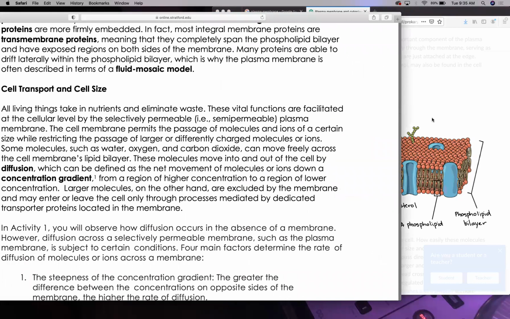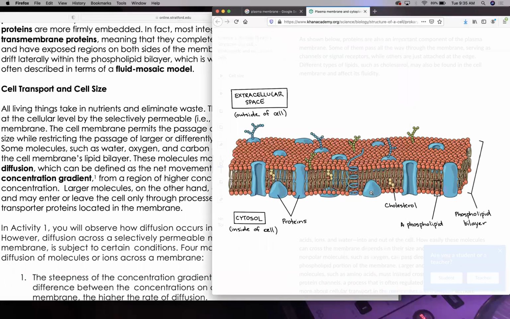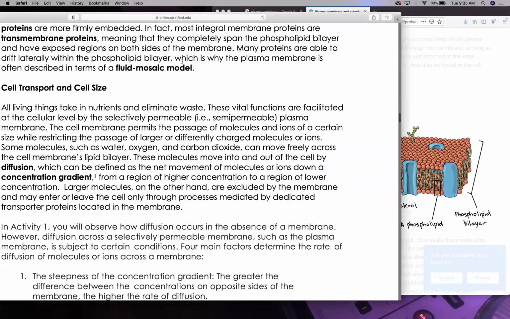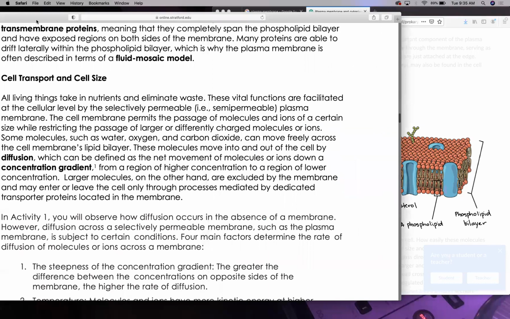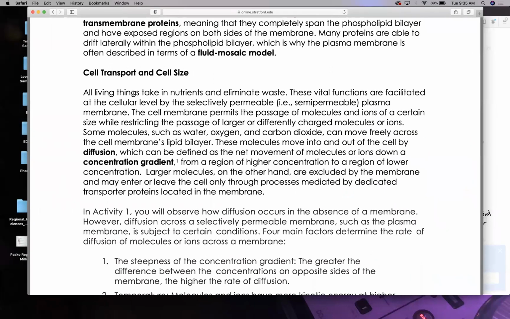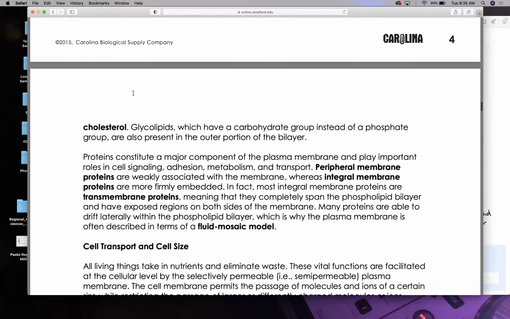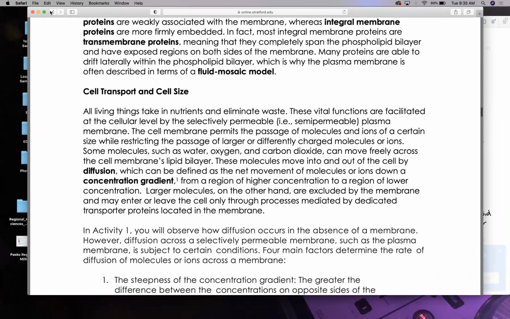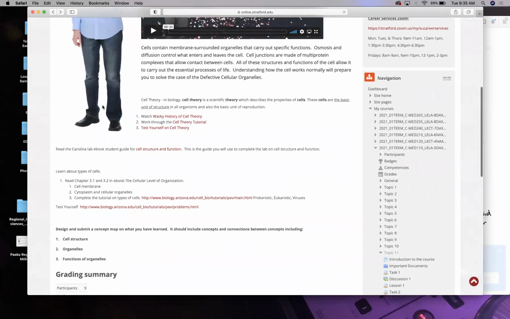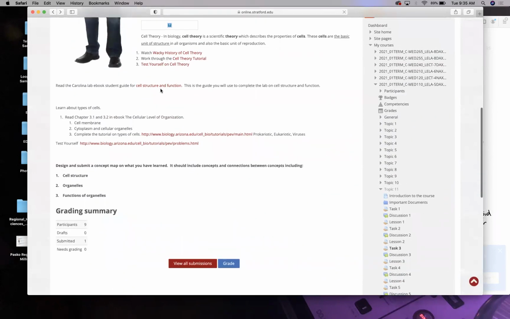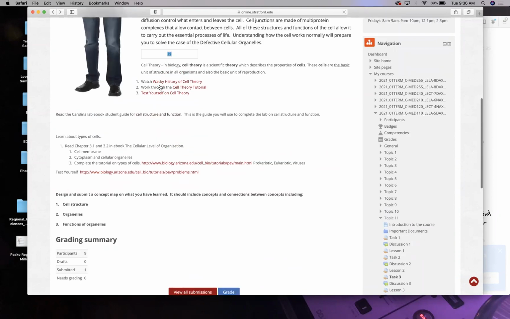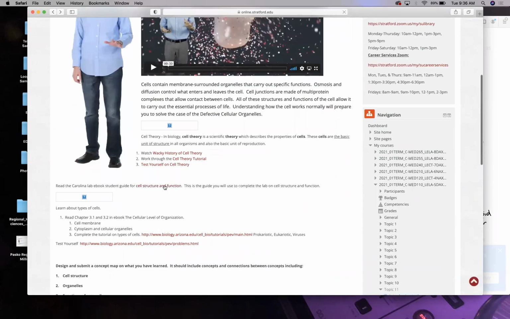Now, there are some rules on how things go in and out of this cell. And one of those rules is called diffusion. We know how diffusion works. Let's bring this to the forefront here. And these are your notes from task 1. Let me go back here. Task 1, task 3. If you go to task 3 and you click on self, structure, and function, this is task 3, and you click on this thing right here.